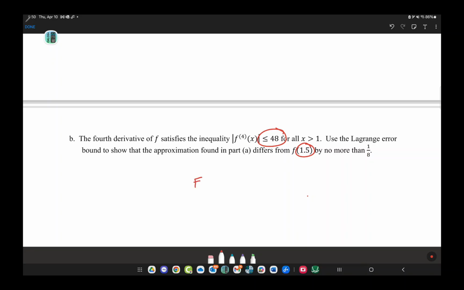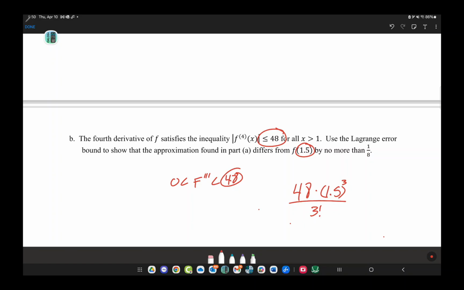On your test, it would give you an interval for f3. Say f3 was less than 0, less than in this case 48. Let's just say that's what we were given. So what's your max value? 48. So we have 48 times, in this case 1.5, 1.5 to the third power over what? 3 factorial. That's all you do. And you simplify it, and you show that that value is less than my previous answer.